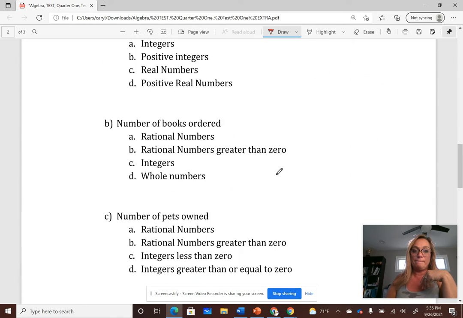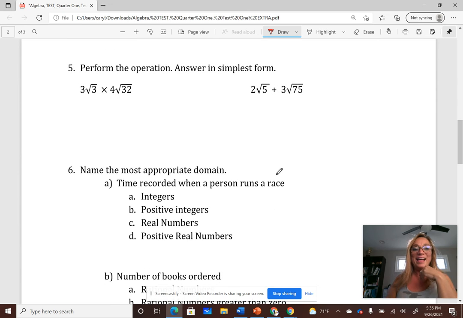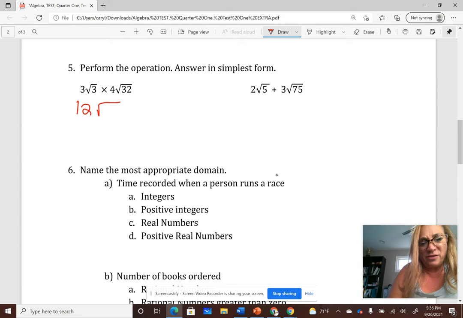All right, so here we go. Whoops, a little too fast. All right, so when you're multiplying, they don't have to be like terms. So I'm going to do 3 times 32. 3 times 4 is 12, and 3 times 32 is 96. I thought it was 96, but I wanted to double check.